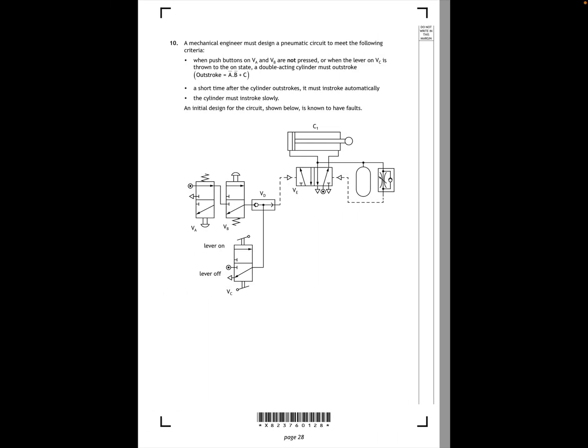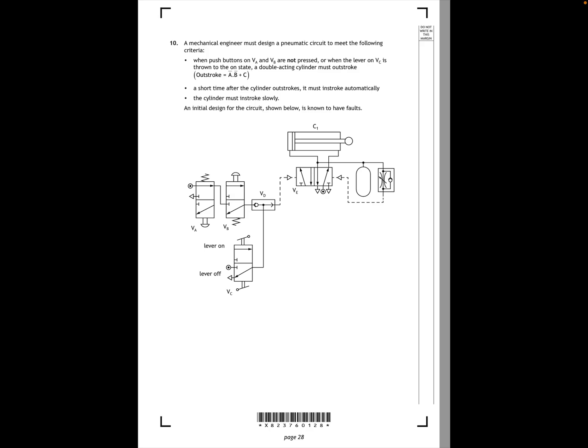So for the first part of question 10, we're told that a mechanical engineer must design a pneumatic circuit to meet the following criteria. When push buttons VA and VB are not pressed, or when the lever on VC is thrown to the on state, a double acting cylinder must outstroke. And you're told the logic there is not A and B or C. A short time after the cylinder outstrokes, it must instroke automatically, and the cylinder must instroke slowly.